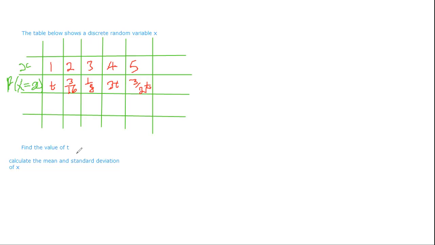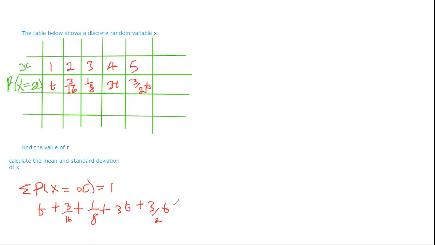Okay. So we all know that the summation of probability always gives us 1, isn't it so? Yes. So we are going to add these: t plus 3/16 plus 1/8 plus 3t plus 3/2 t, and we equate this to 1.